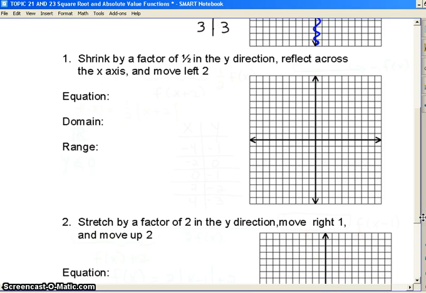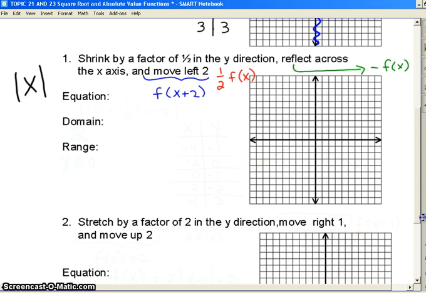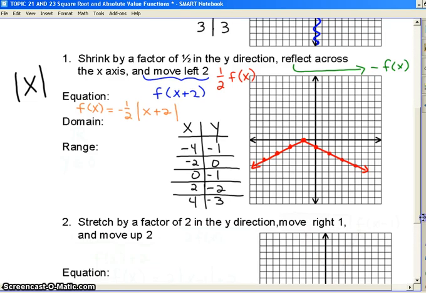All right, shrink by a factor of 1/2 in the y direction. That means 1/2 times your function. Reflect across the x-axis, that's negative times your function, and move left 2, that's x plus 2. Don't forget the function is the absolute value of x. So when we transform that, the new function, this is your equation, negative 1/2 times the absolute value of x plus 2. All right, let's pick some points and plot that.